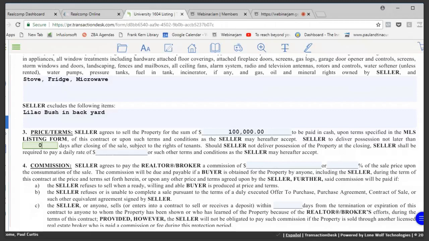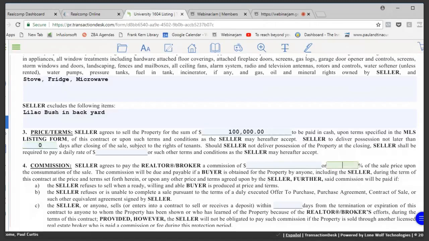I don't put a dollar amount in here. I wait and I put 1/30th PITI, principal, interest, taxes, and insurance, and let your seller know that they would be paying the new buyer's mortgage amount, not any previous mortgage that they might have had.